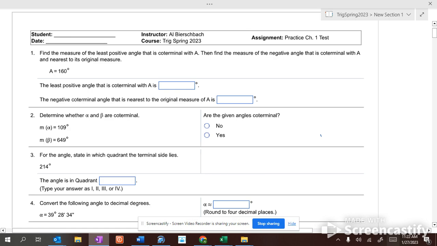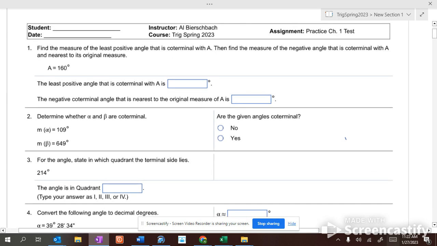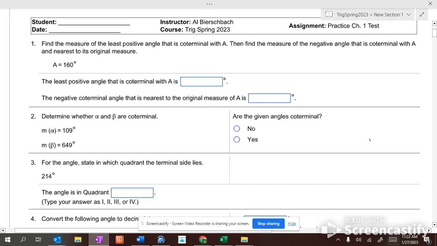All right, so we're going to review for the test that is on your A day, right? Your B day, right? Yeah, so it's Tuesday.